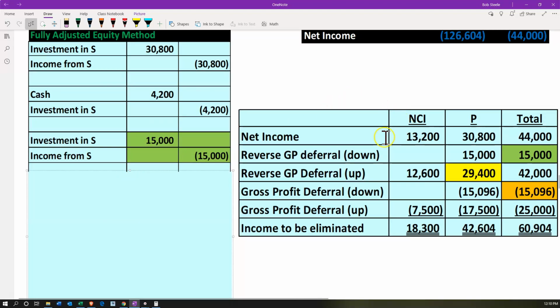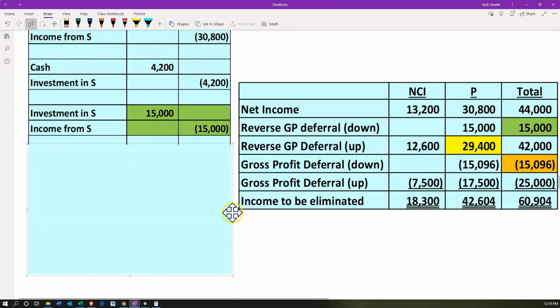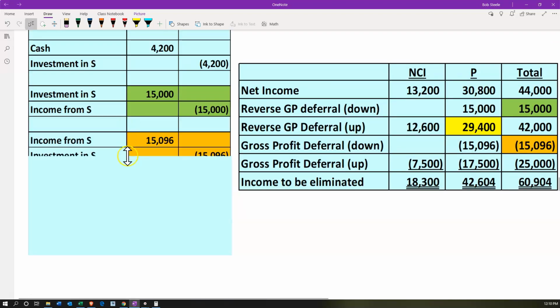We have our worksheet that we put together, where we took the net income, that 44,000, and broke it out. Now, if we're going to reflect this adjustment in our equity transactions, we'll have to adjust them with our journal entries in our equity method. So we'll take this worksheet and basically adjust it. The first adjustment: investment in S is going to be debited, income from S credited, for this reverse gross profit deferral down where we have the 15,000. That's going to be part of our equity method transactions, part of the creation of those accounts that we're going to be reversing now and making 0 in the adjusting process.